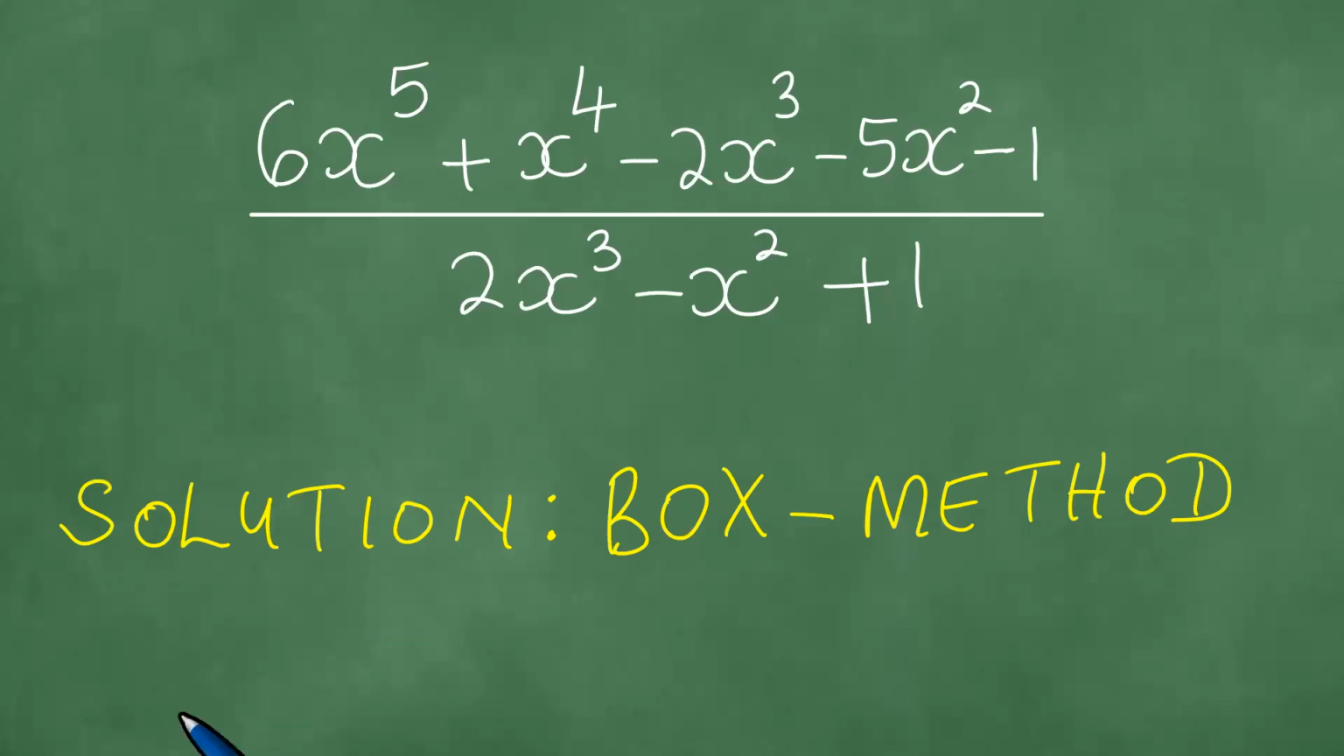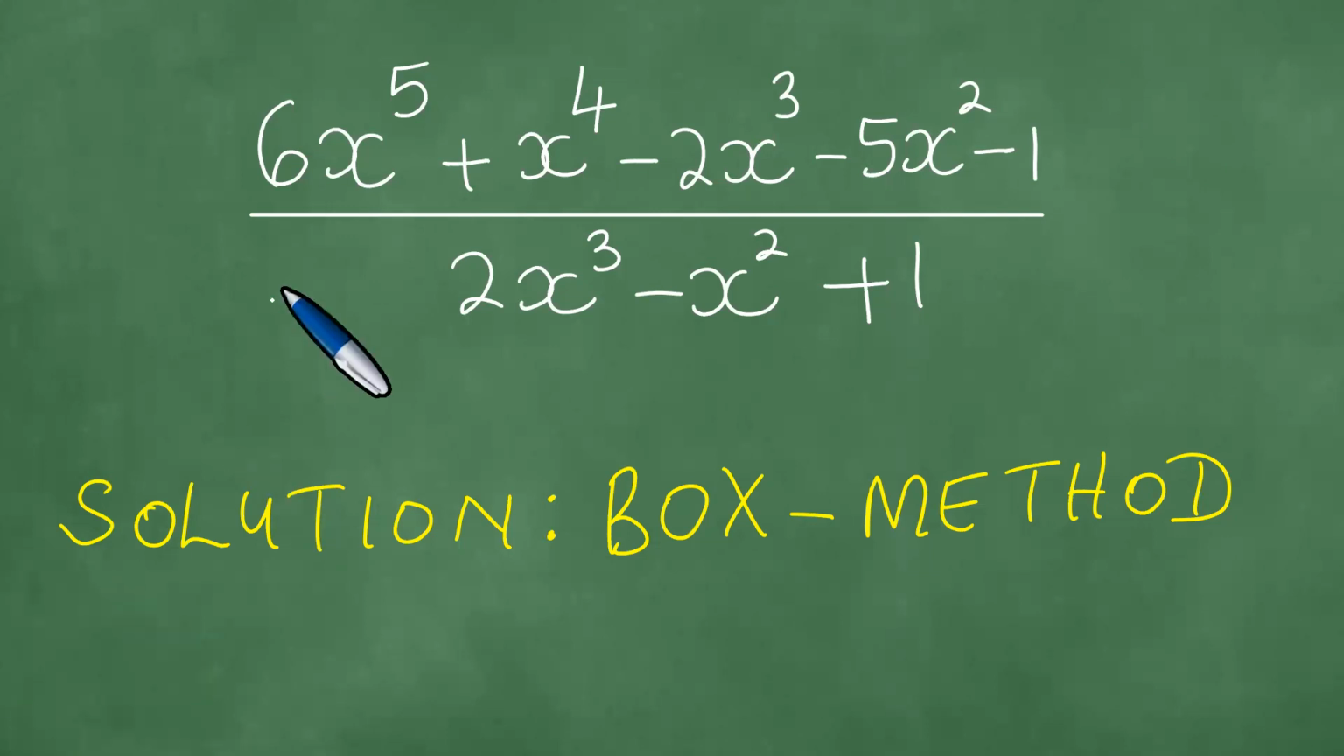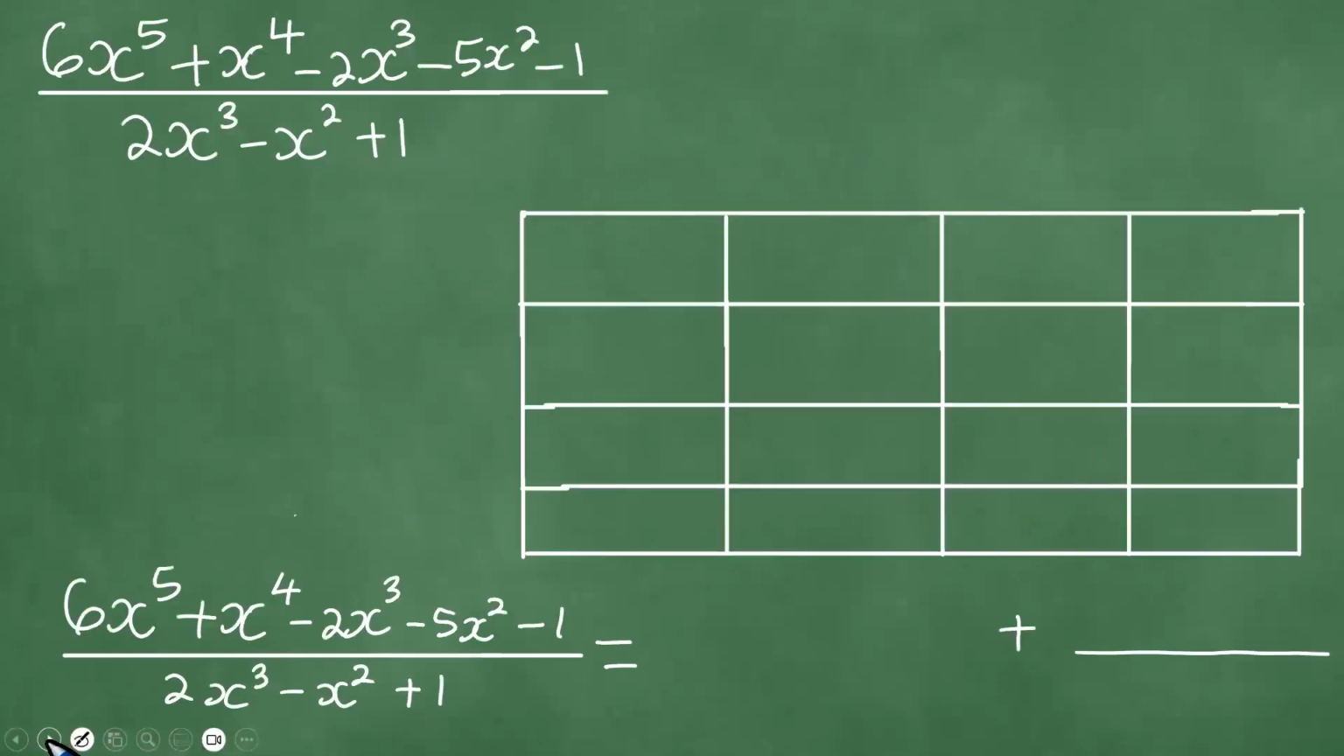Right, we are here to do polynomial division, and we have been given 6x to the fifth power plus x to the fourth power minus 2x cubed minus 5x squared minus 1, all divided by 2x cubed minus x squared plus 1. Now we need to prepare a solution using the box method of polynomial division, and we proceed as follows. We have noted there the polynomials that we need to divide.